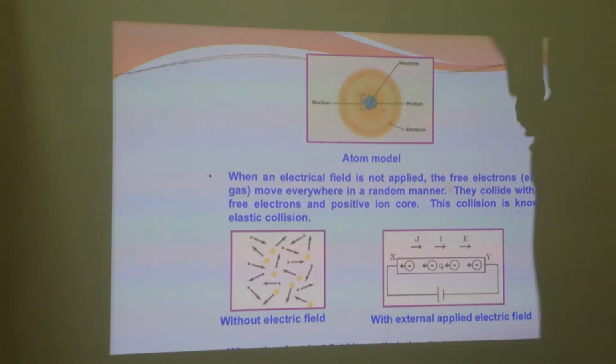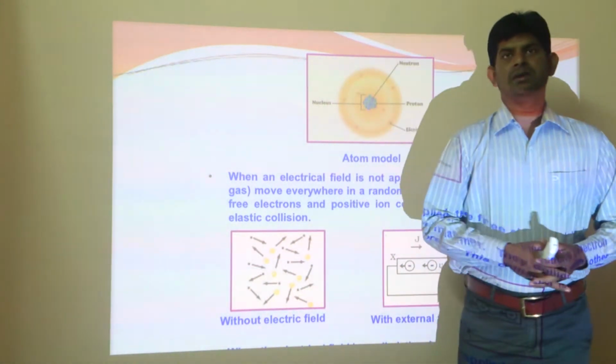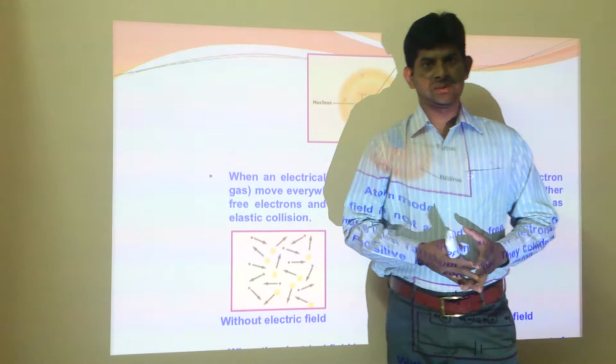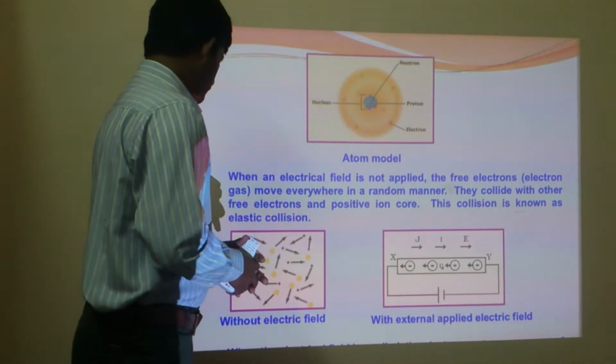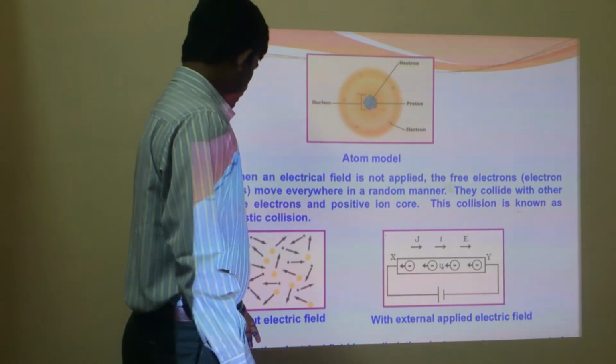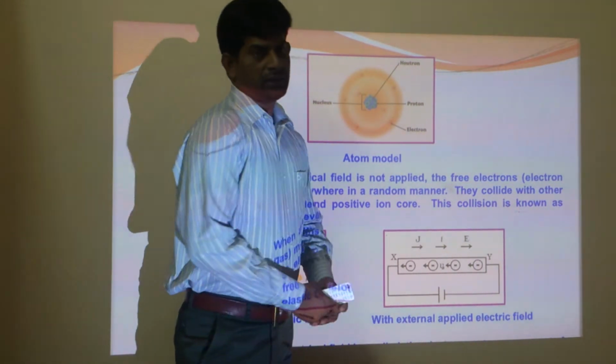The classical free electron theory successfully explained how electrons behave when under the influence of an external electric field. There are two cases we may consider: one is without an external electric field, and the other is with an external applied electric field.